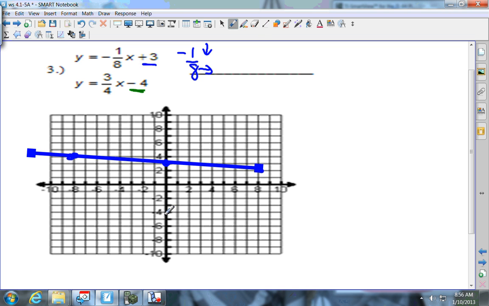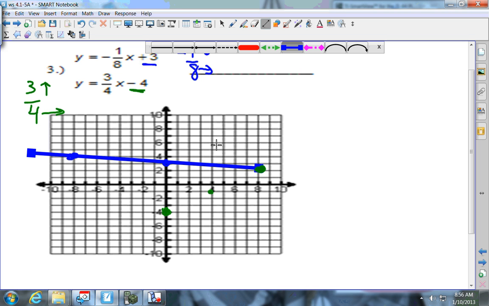Negative 4 is my y-intercept. I'm putting a dot there. The slope for this one is 3/4. Top number is positive, tells me to go up. Bottom number to the right. Up 1, 2, 3 to the right 4. Up 1, 2, 3 to the right 4. All right, I can draw my line because my 2 lines have intersected.